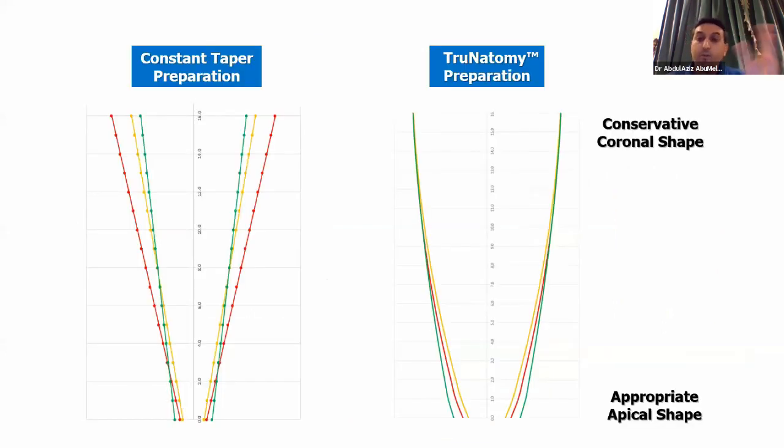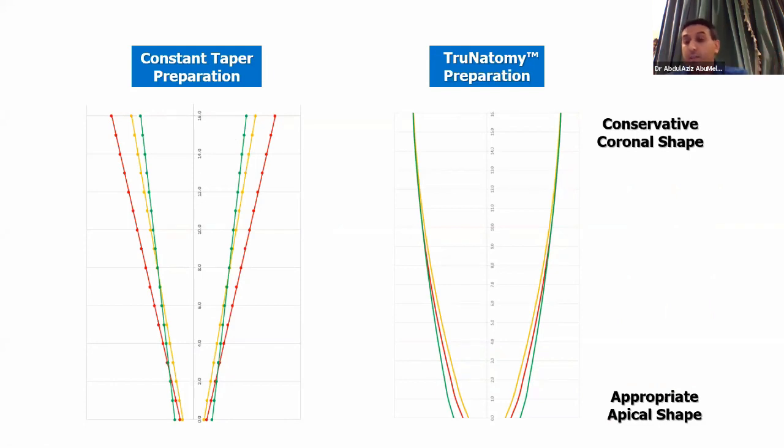The design of the preparation, when you go to the normal, constant tapering preparation that we have, it goes all the way from up to down in a fixed taper. The TruNatomy design is conservative in the coronal part, where we talk about preserving the pericervical dentin. The apical preparation is with the amount that we need. If you need a size bigger than 36, then you go with another system.